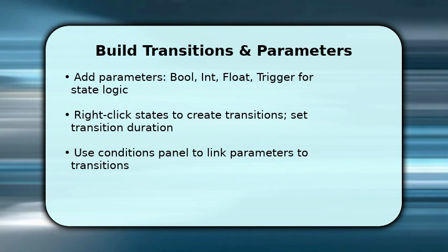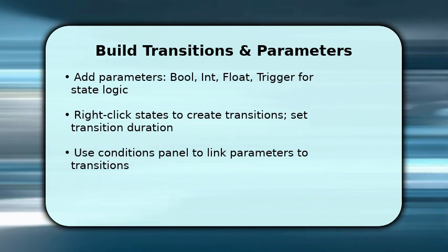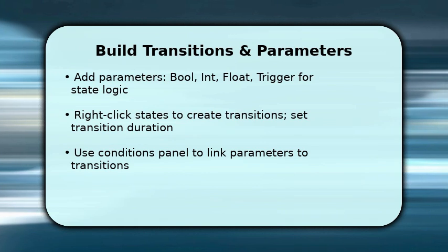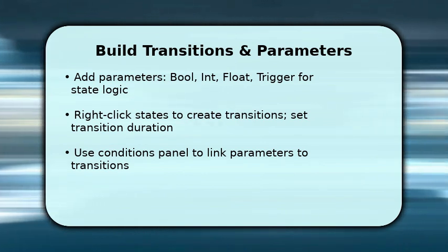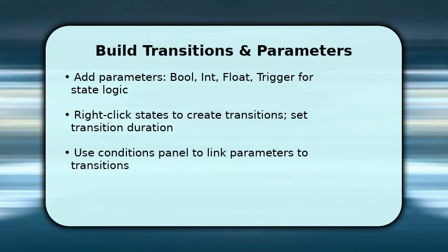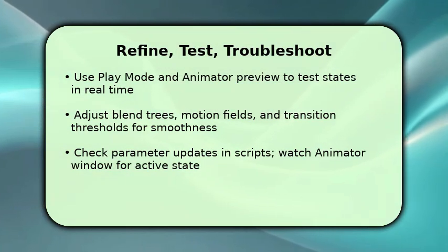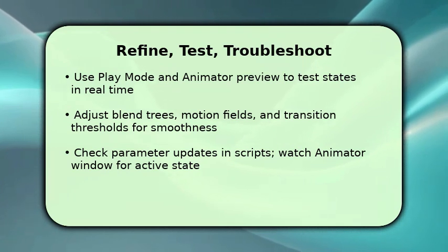Create transitions between states by right-clicking and choosing Make Transition, then set a sensible transition duration to avoid pops. Use the Conditions section to tie those transitions to parameters so your code can flip a bool or fire a trigger. Also enable has exit time only where you want natural endings. Otherwise, transitions respond immediately.